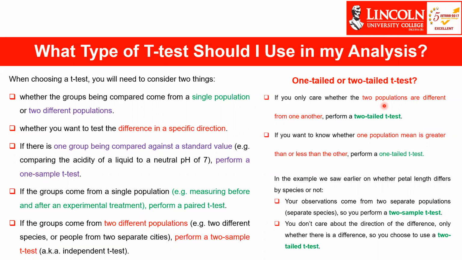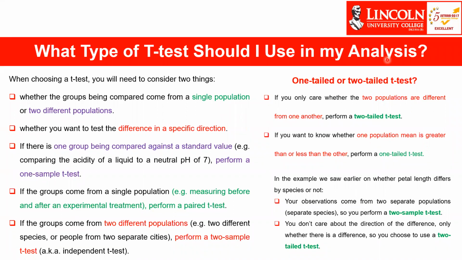While performing these two tests, there are also two things that you need to consider: whether one tail or two tail. When do you choose this? If you only care whether the two populations are different from one another, then you can perform a two-tail test. But if you want to know whether one population mean is greater or less than the other, then you perform a one-tail t-test.